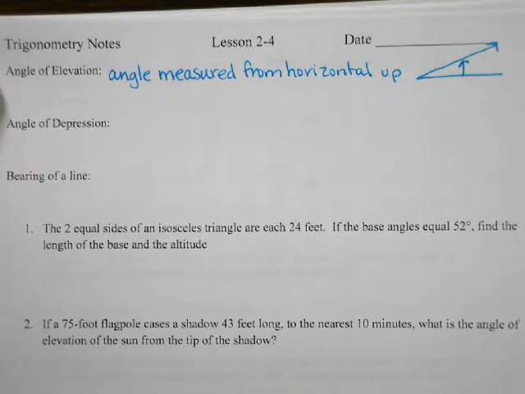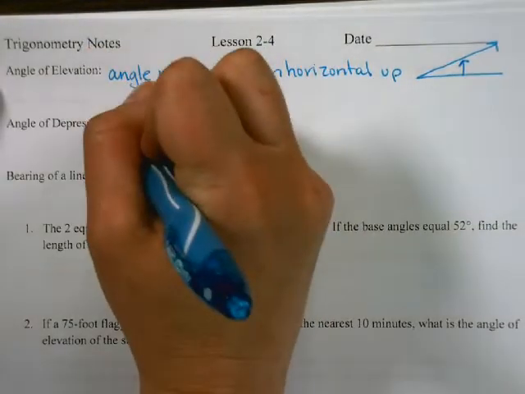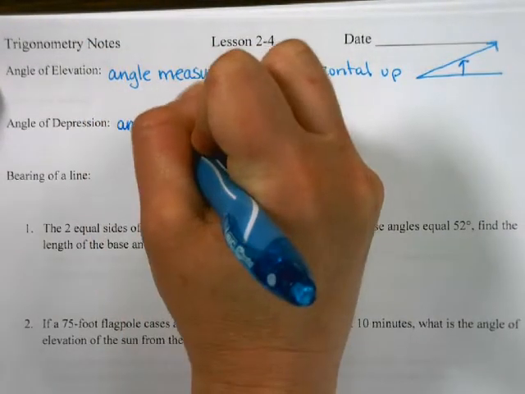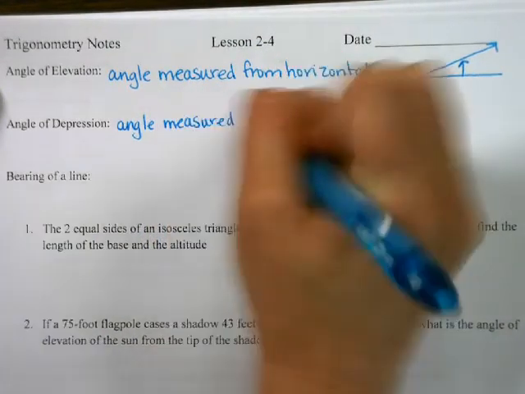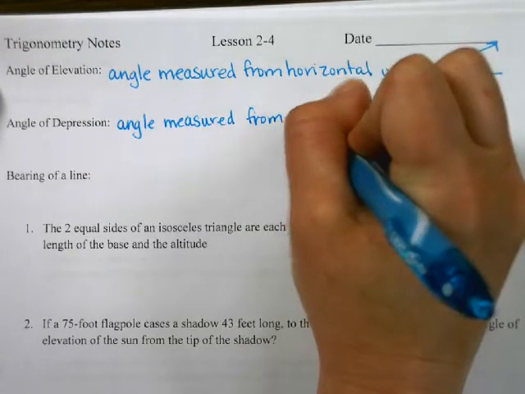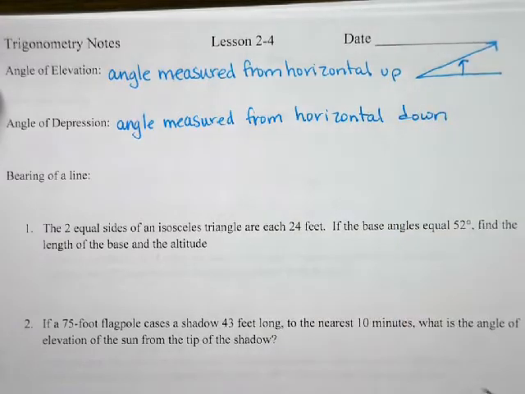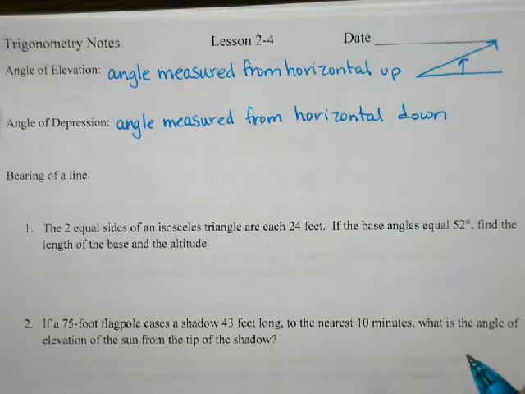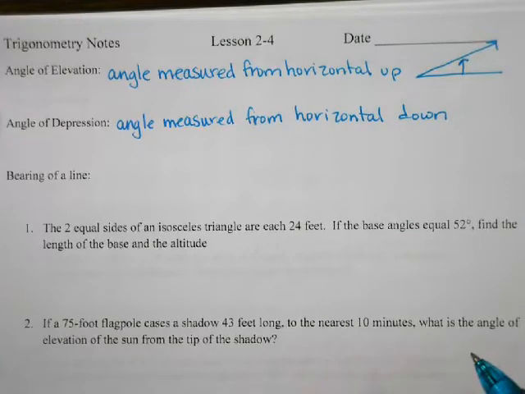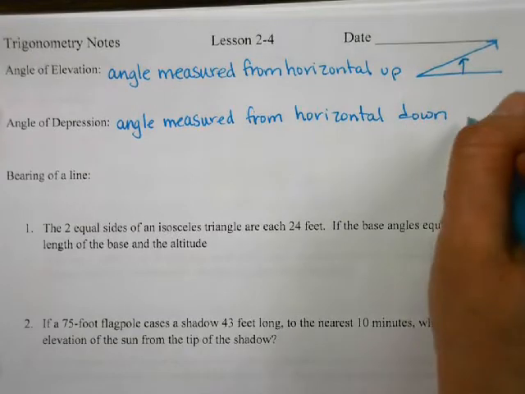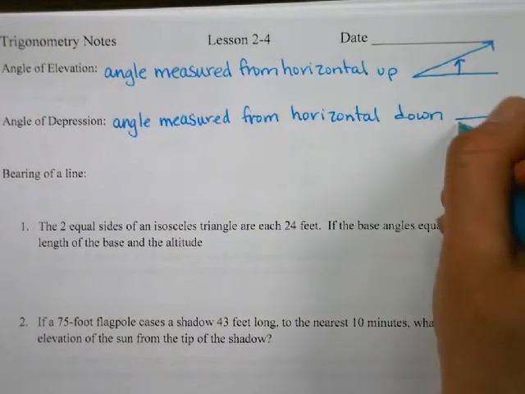An angle of depression is an angle measured from the horizontal down. Think about fish or a submarine, or you're standing on top of a mountain looking at, you know, the ground, or you're, I don't know, in an airplane looking down, hot air balloon, standing on top of a building, okay? So you're horizontal down.